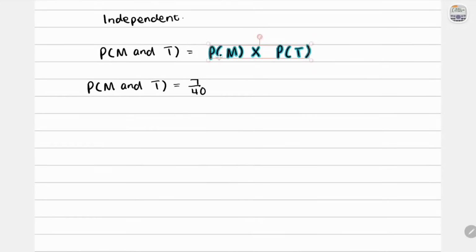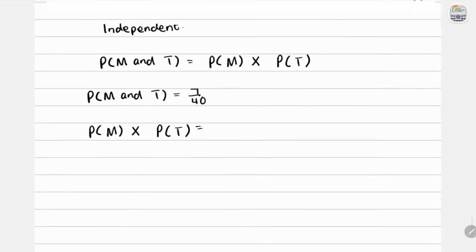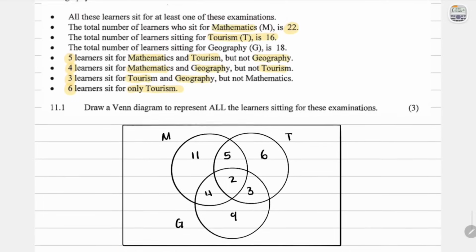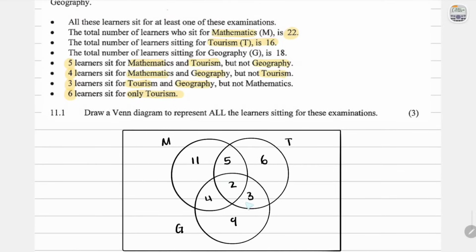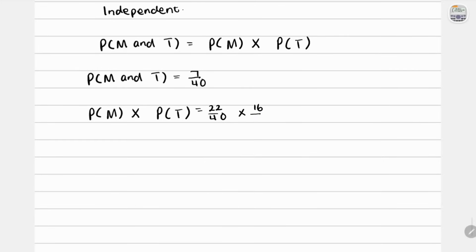And now let's find out what the probability of maths multiplied by probability of tourism would be. So this is going to be, let's check. Probability of maths, we already knew that because they said here 22 learners sit for maths. So that would be 22. This is the entire circle of maths, okay? That is 22 over 40, multiplied by probability of tourism. And we know that tourism was 16 in total. So that's going to be multiplied by 16 over 40.